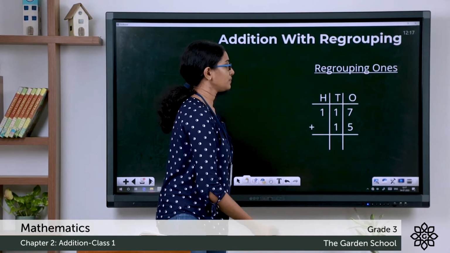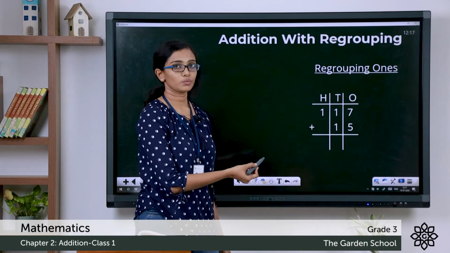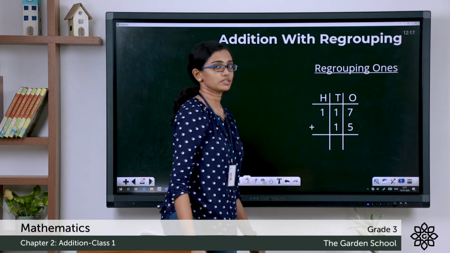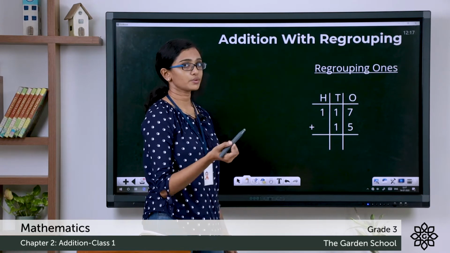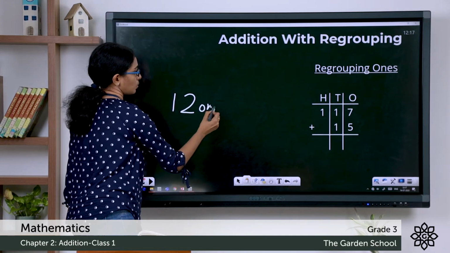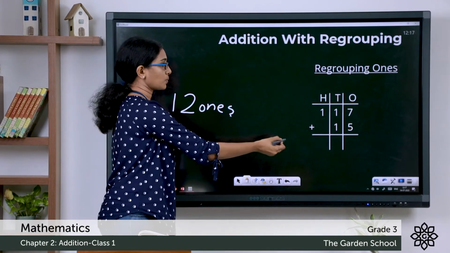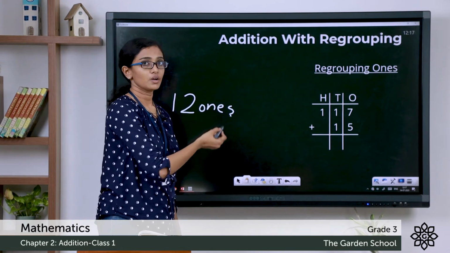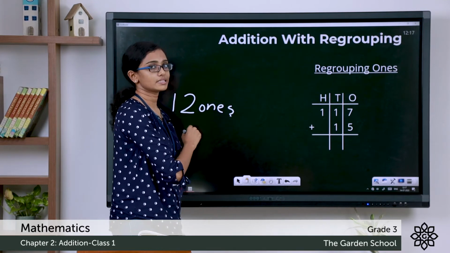Here is an example. Here in the ones place you have 7 ones and 5 ones. What is 7 ones and 5 ones? 7 plus 5 is equal to 12. So it's 12 ones. So like we said, if the sum of the digits in the ones place is more than 9, we regroup 10 ones into 1 ten.